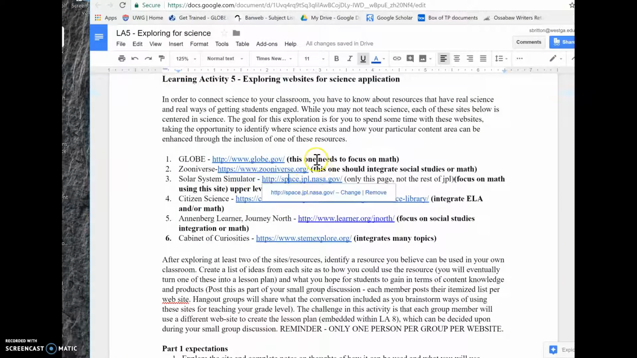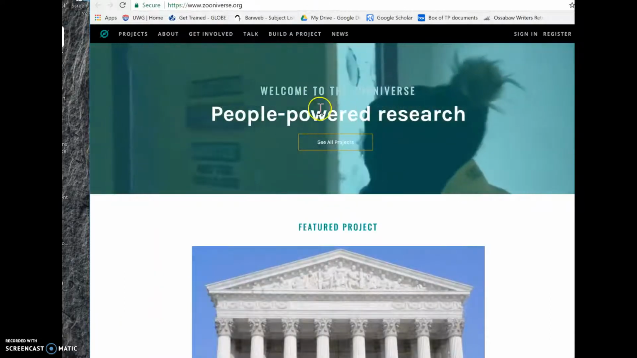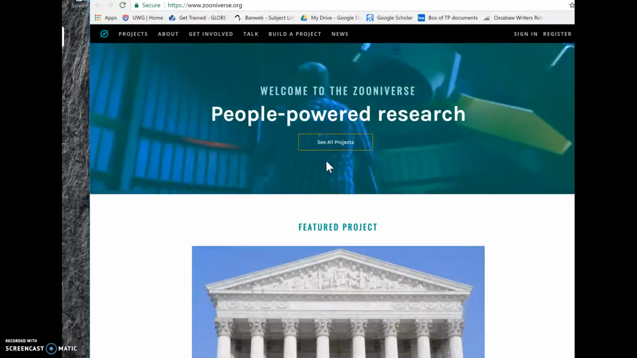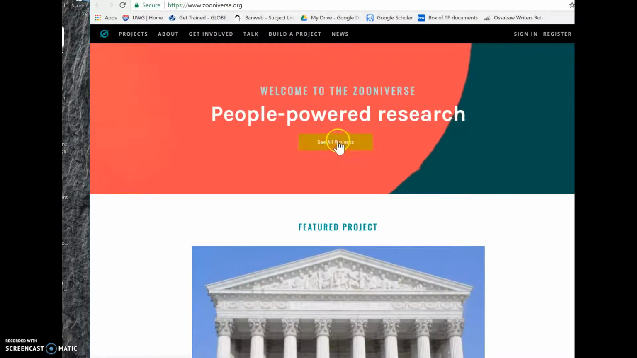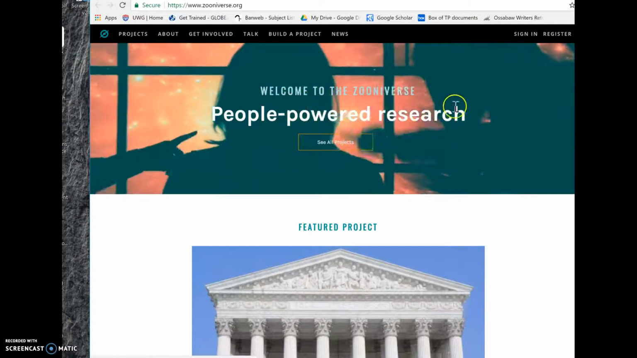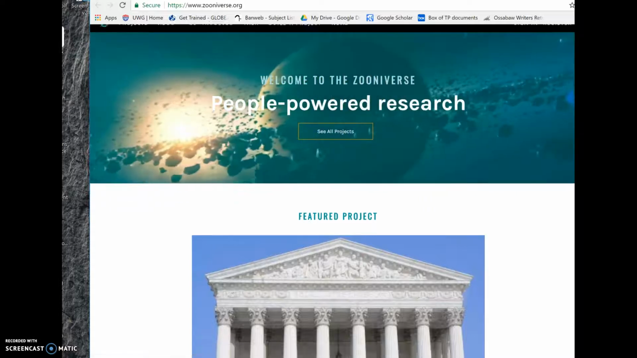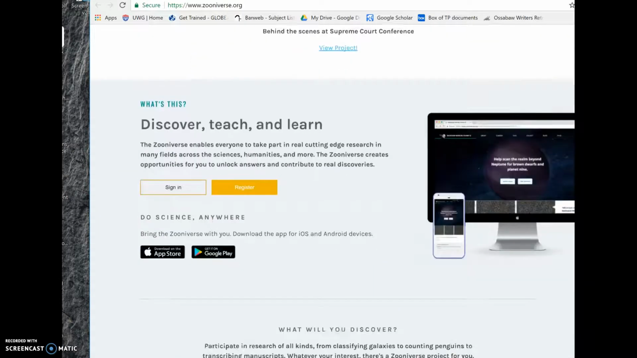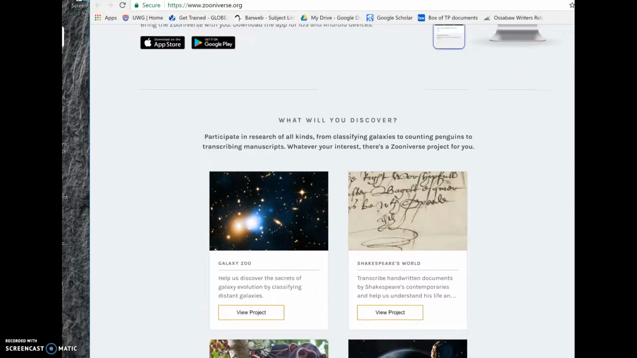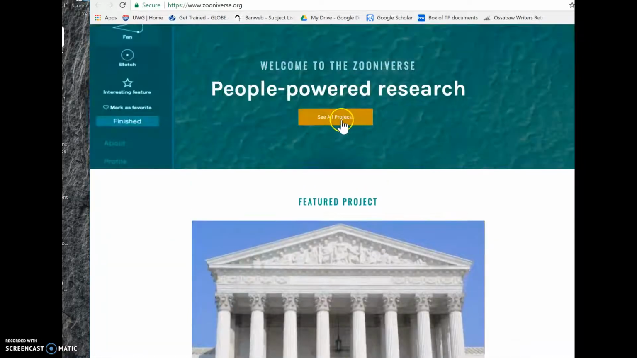All right, for number 2, Zooniverse. I suggest integrating social studies or math, but you can do any number of things with this one. I think it could also work as a music component, depending on what you're doing. My suggestion is see all the projects. You can go through and find the different pieces, but this is the quickest way in my mind to get to what we want to see.